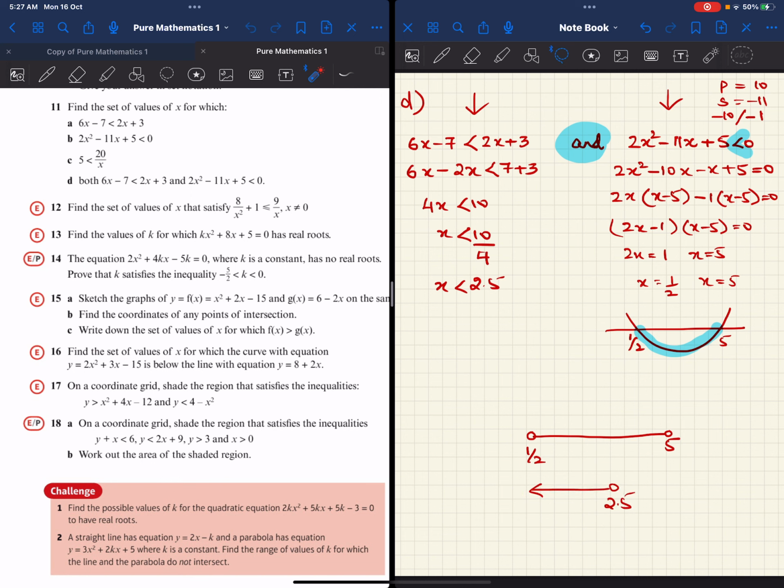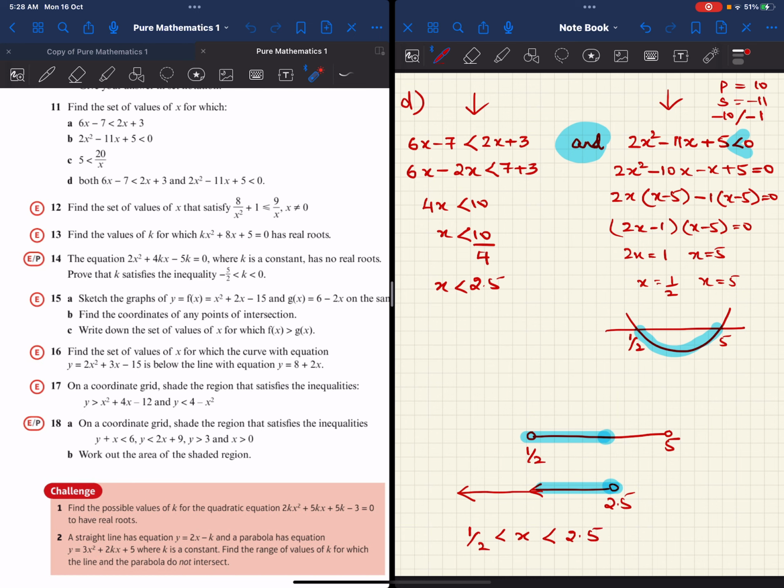So since it is the common region, it will be from half till 2.5 that is common. Because this inequality is extendable, but the only common region we have is from half to 2.5. So our final answer is x is greater than half and x is less than 2.5.